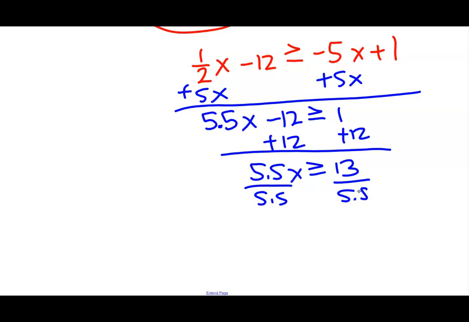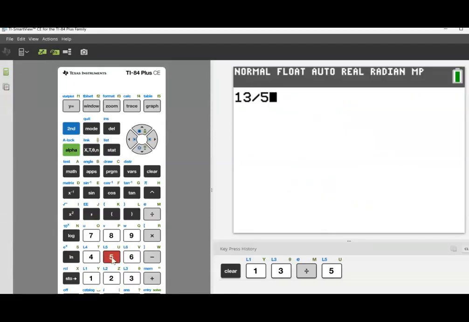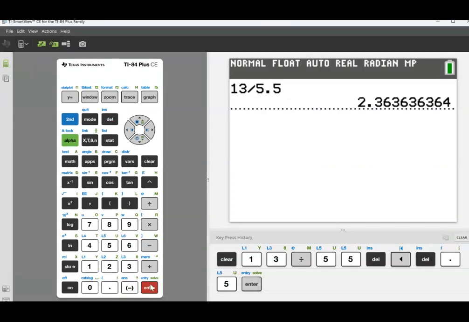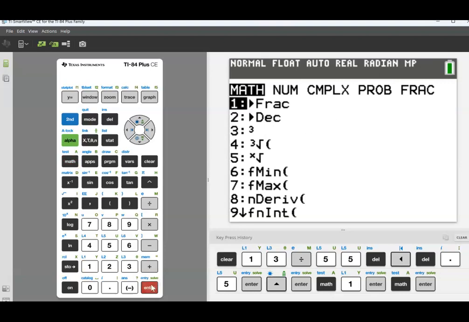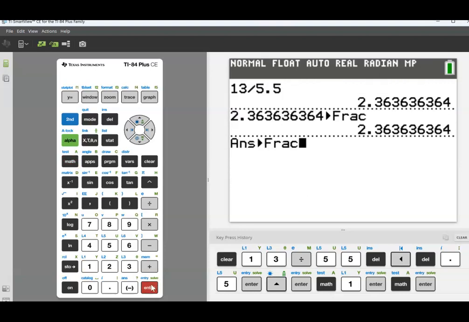is not pretty. So I think what I'm going to do is convert that back to a fraction on my calculator. Let me show you how. So I initially had 13 divided by 5.5. And I'm going to now go back up and highlight that number and press Math and choose number 1, which means convert to fraction. And it's not converting it to a fraction for me because I divided by a decimal.